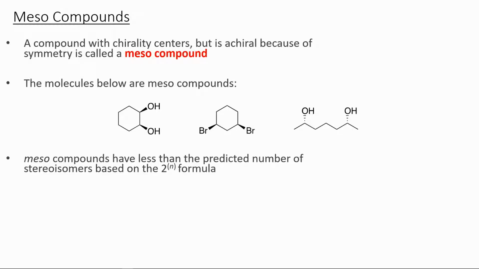A compound that's achiral because of symmetry is called a meso compound. So here are some examples, right? The cyclohexane with the two alcohols that are cis, there's a plane of symmetry through the middle. Here we have a plane of symmetry. And so meso compounds are going to have less than the predicted number of stereoisomers because some of these stereoisomers are going to be identical.